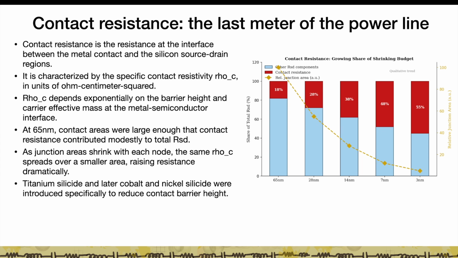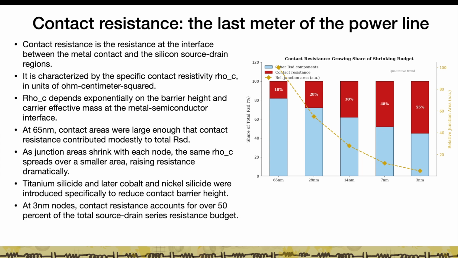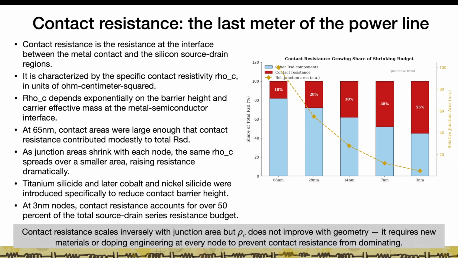Titanium silicide was the standard through the 1990s. Then cobalt silicide gave lower ρC for smaller contacts. Then nickel silicide. At 14 nanometers, Intel introduced metal fills for contacts and then moved to tungsten and cobalt. At 5 nanometers and 3 nanometers, ruthenium and molybdenum are being evaluated for contact pillars. Each material transition is a response to the same pressure. Contact area is shrinking faster than the ρC is improving. So you need a new material to reset the budget.